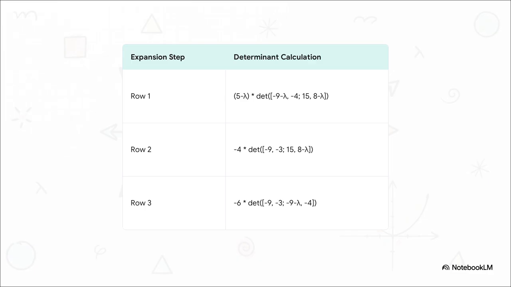But hey, watch out here. Remember your alternating signs going down the column. Plus, minus, plus. Seriously, take a deep breath on this step during the exam. This is where almost all the silly arithmetic mistakes happen. So write out your steps really clearly.